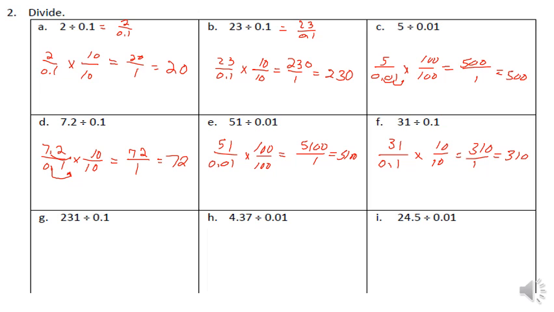On G, I have 231 over 1/10. So we're going to shift one place value, so we know that's 10. Now I have 2,310 over 1, which equals 2,310.